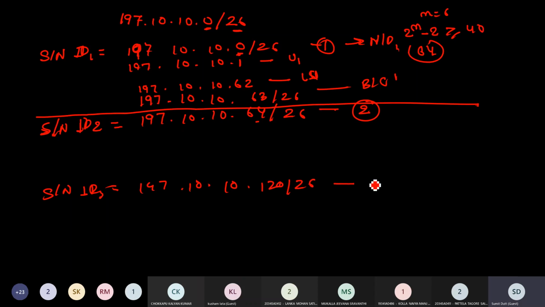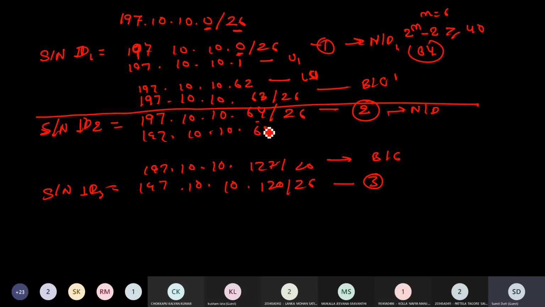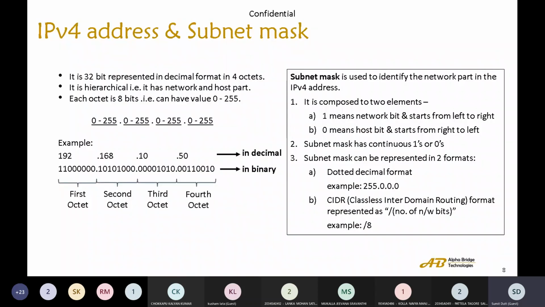If this is my third network, the last IP address of the previous one will be 197.10.10.127 /26. It means this is my broadcast ID and this is my network ID. The first user will be 197.10.10.65 and the last user will be 197.10.10.126. So this is my user 1 and this is my last user. Am I clear?